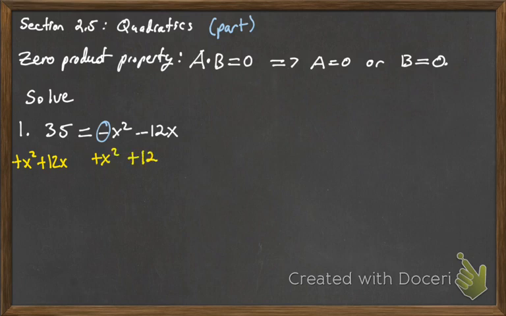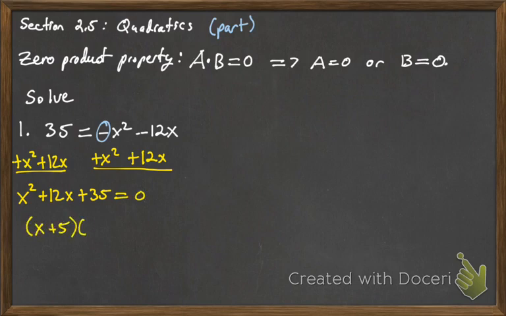And then that'll set the equation equal to 0. And then we can go ahead and factor that there. Okay. So a product of 35 that adds up to 12 is going to be 5 and 7. Okay, so once we've got it factored, here's our A times B. And so now what we'll do is we'll say x plus 5 equals 0 or x plus 7 is equal to 0, and we'll solve those two linear equations.